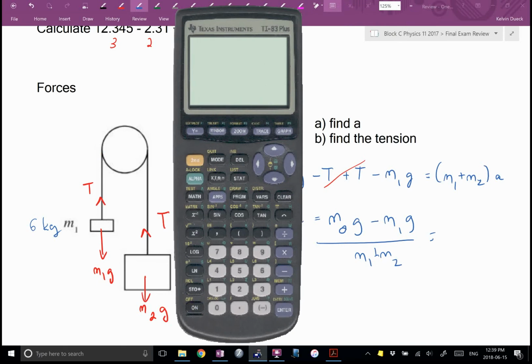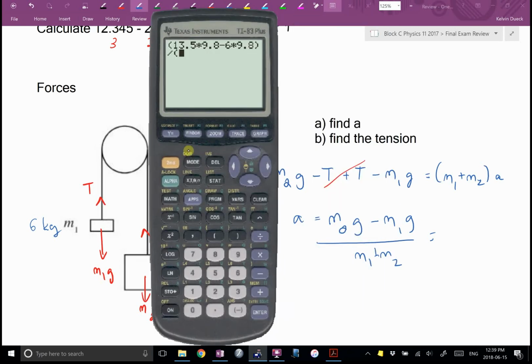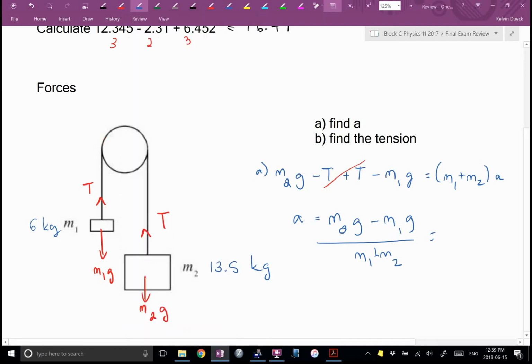Is this a fraction? Is there more than one thing on the top? Yeah. So brackets around the top, and the first mass, M2, was 13.5 times 9.8 minus 6 times 9.8, close bracket, divided by bracket 13.5 plus 6. What was my built-in error check anytime there was a mass hanging from a string? What's the maximum the acceleration can be if I cut the rope? 9.8. So I know it's going to be less than 9.8.